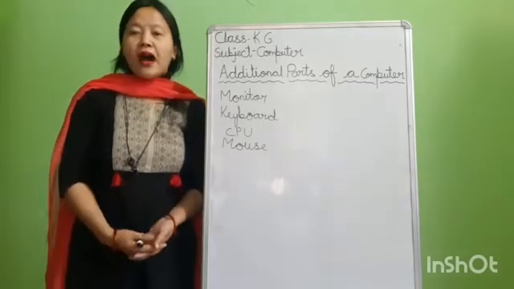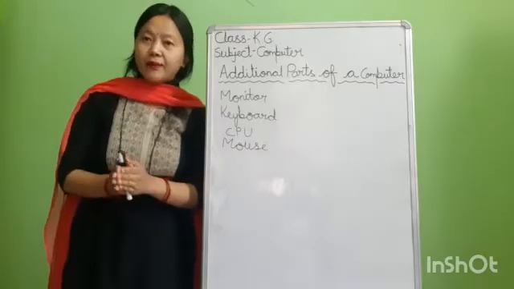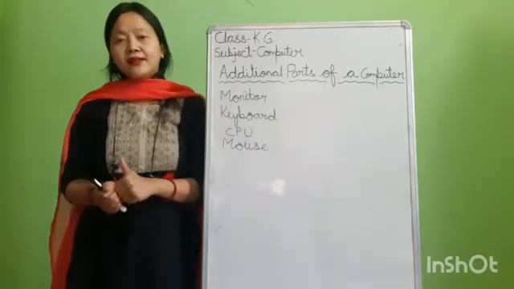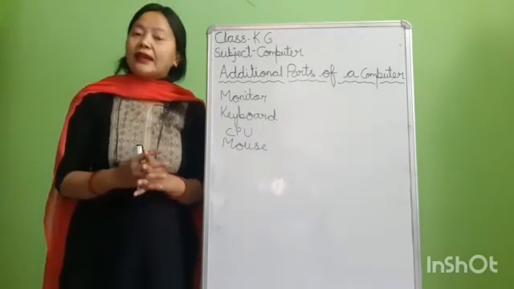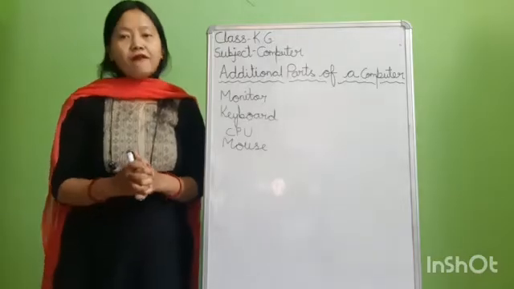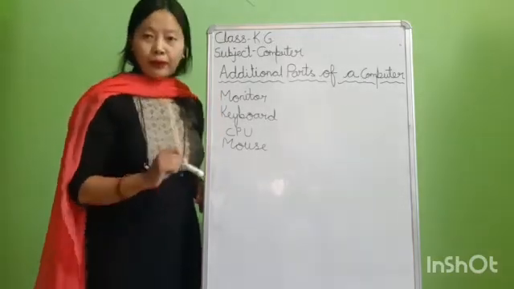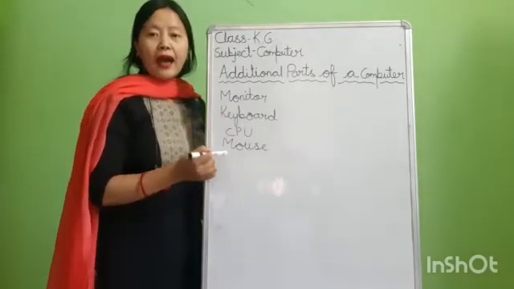Now see children, our body has different parts, right children? Our body has different parts and each part of our body performs different functions. Same as that, a computer has different parts and each part performs different functions. Computer has four main parts: monitor, keyboard, CPU, and mouse.